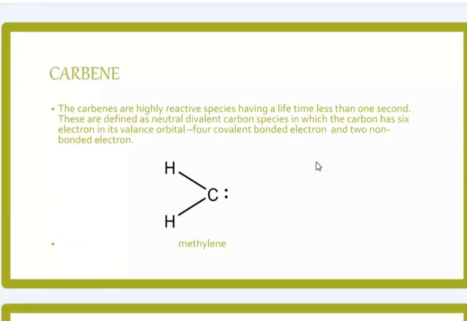Now carbene. What is carbene? Carbenes are highly reactive species having a lifetime less than 1 second, and these are defined as neutral divalent carbon species in which the carbon has 6 electrons in its valence orbital, 4 covalent bonded electrons and 2 non-bonded electrons. You can see this methylene and these 2 electrons.